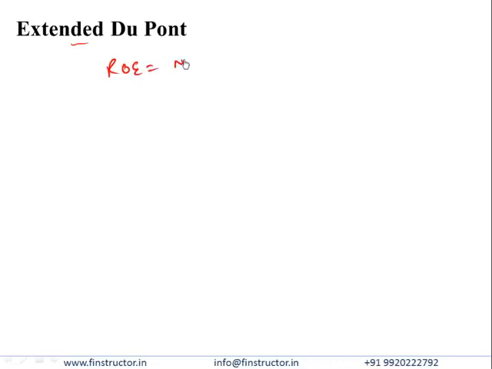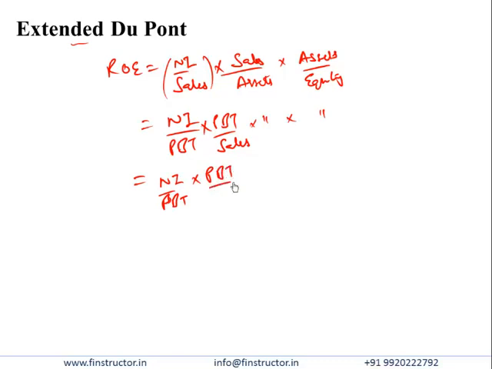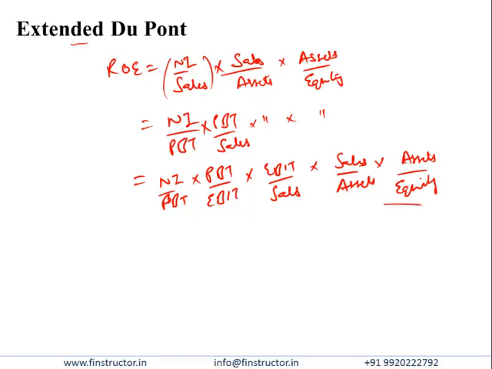Now I can further break down the original DuPont to derive the extended DuPont. So instead of writing the ROE as net income upon sales times sales upon assets times assets by equity, I can further break this first term as net income upon PBT times PBT upon sales, which can further be broken as net income upon PBT times PBT upon EBIT times EBIT upon sales, and the remaining two terms remain the same, that is the sales upon assets times assets upon equity. So this is the formula for the extended DuPont.